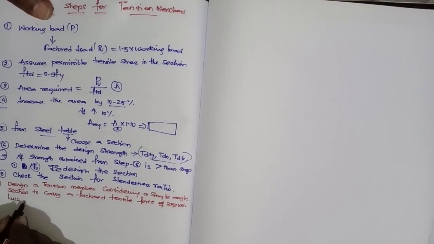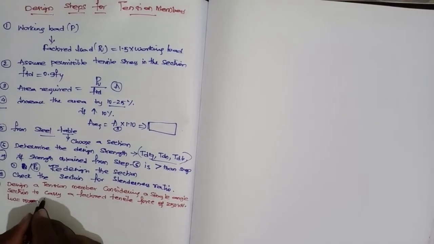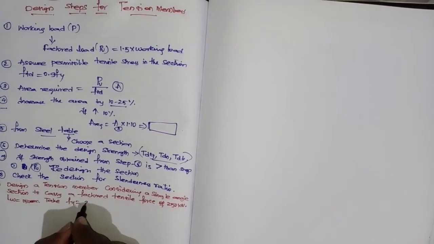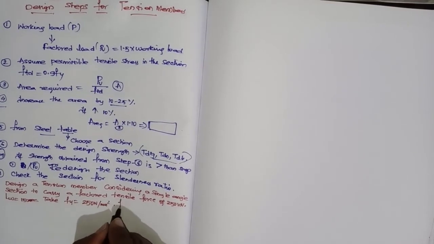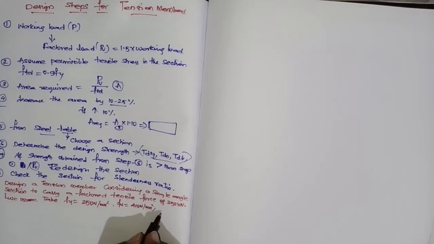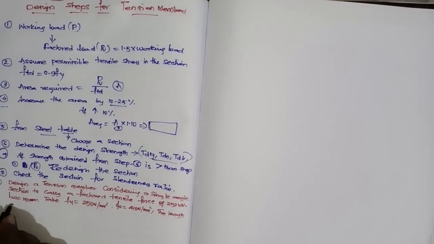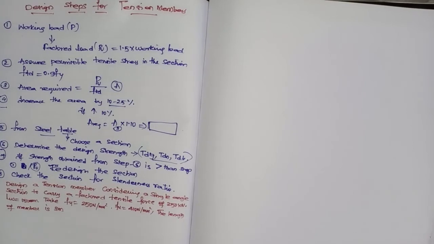The length of the weld is 150 mm. Next, take Fy equals 250 Newton per mm square and Fu as 410 Newton per mm square, and the length of the member is 3 meters. This is the question given.